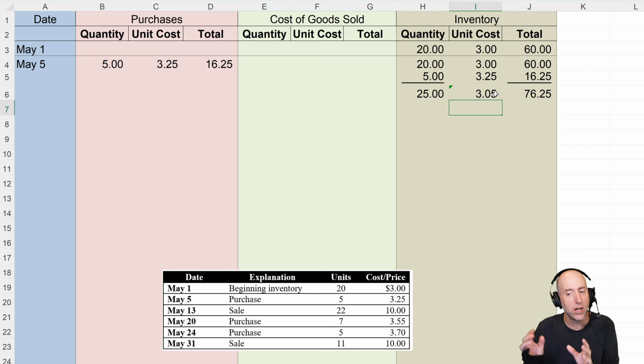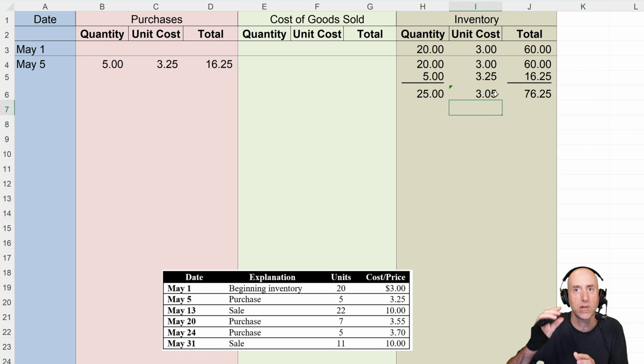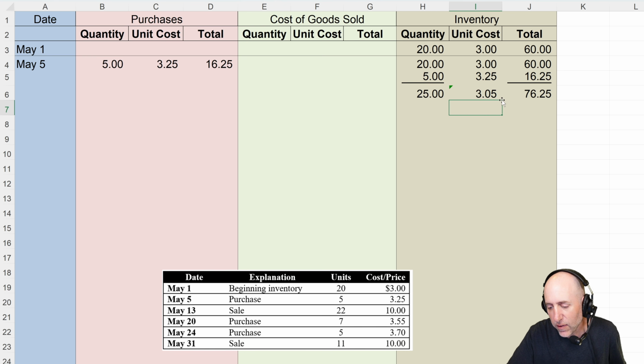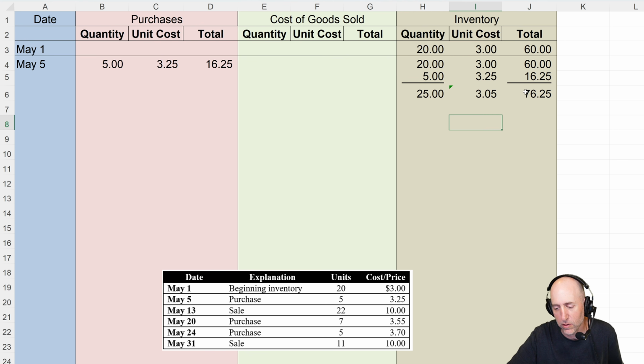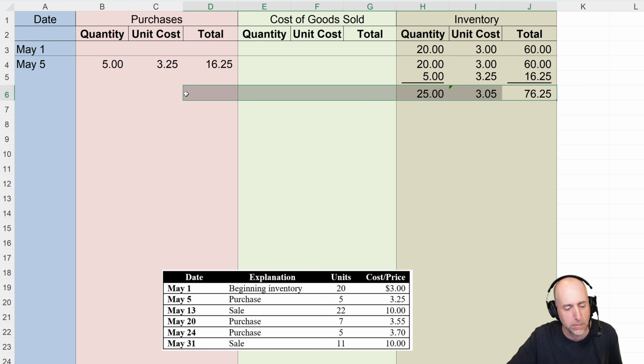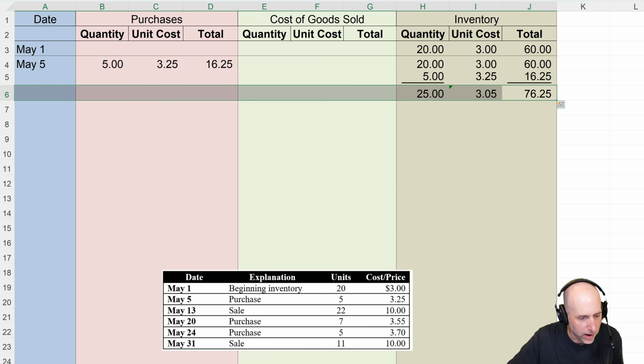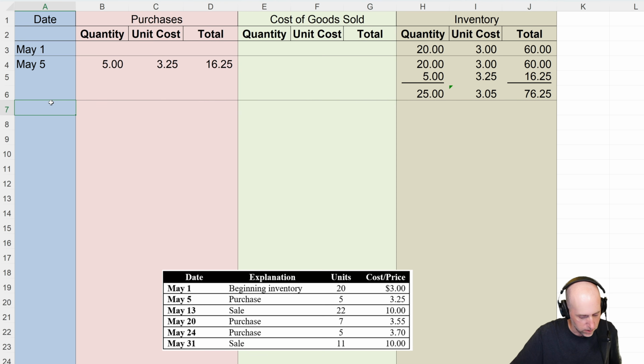Now you can see that's not in the middle point. The midpoint was $3.125. We're only at $3.05. Why is that? Well, because again, I got way more of the cheap units, way more of the $3 units. So my average cost of what's in my inventory is $3.05. Let's continue.